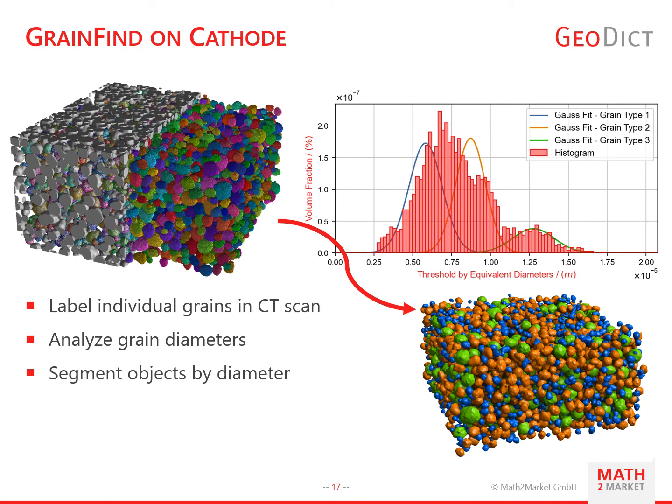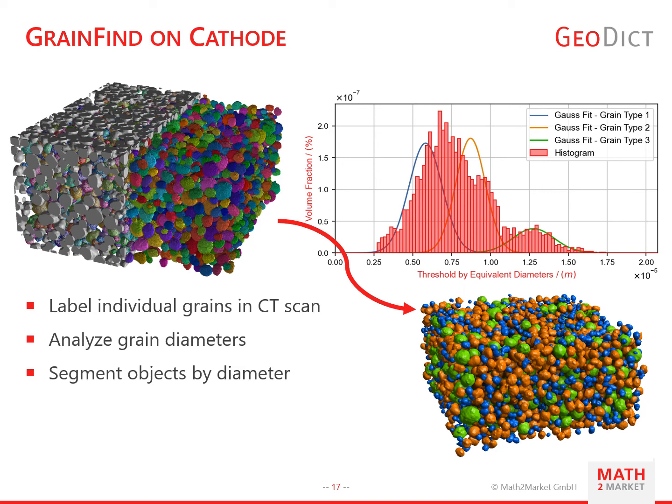After FiberFind, of course, GrainFind should not be missed, and I have an example here where all the individual grains in a cathode scan are labeled. You can see in the top left image, on the right part, the indices for the individual grains, and on the left that's the original structure. All the grains that are cut by the boundary have been removed, so we only see the nice round grains. And then on the right, there's a histogram where 3 classes of grains were fitted into the histogram. And on the bottom then is the corresponding segmentation as it was shown before for FiberFind.